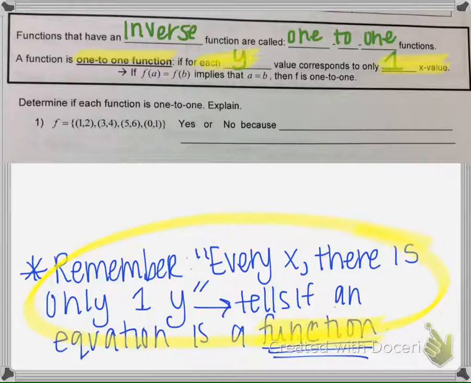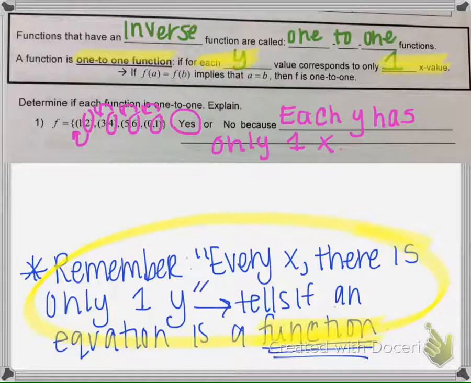So if we take a look at example 1 here, we have to look at all the y values and make sure that every y value only has one x value. Determine whether the function is one-to-one and explain. So if we look here, 2 has an x value of 1, so it has one x value there. 4 has one x value, 6 has an x value, and 1 has an x value. So yes, because each y has only one x, it is a function, and it's one-to-one.